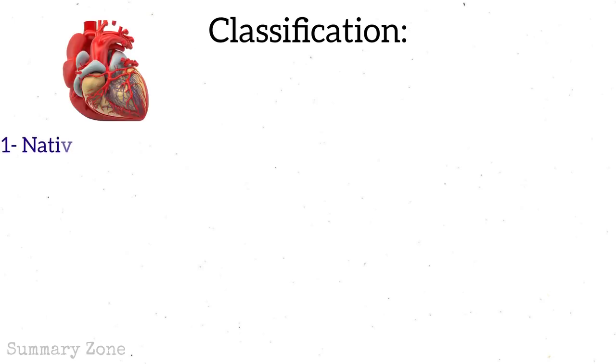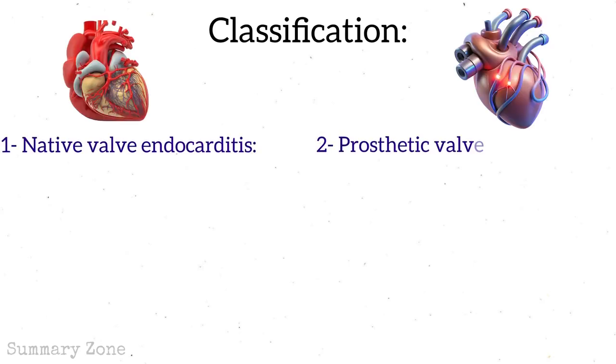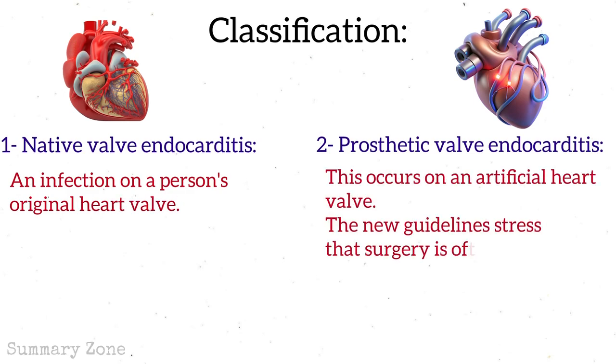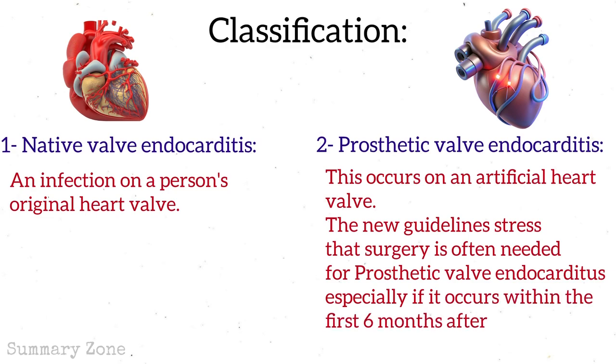The modern way to classify infective endocarditis is native valve endocarditis and prosthetic valve endocarditis. Native valve endocarditis (NVE), an infection on a person's original heart valve. Prosthetic valve endocarditis (PVE), this occurs on an artificial heart valve. The new guidelines stress that surgery is often needed for prosthetic valve endocarditis, especially if it occurs within the first 6 months after implantation.